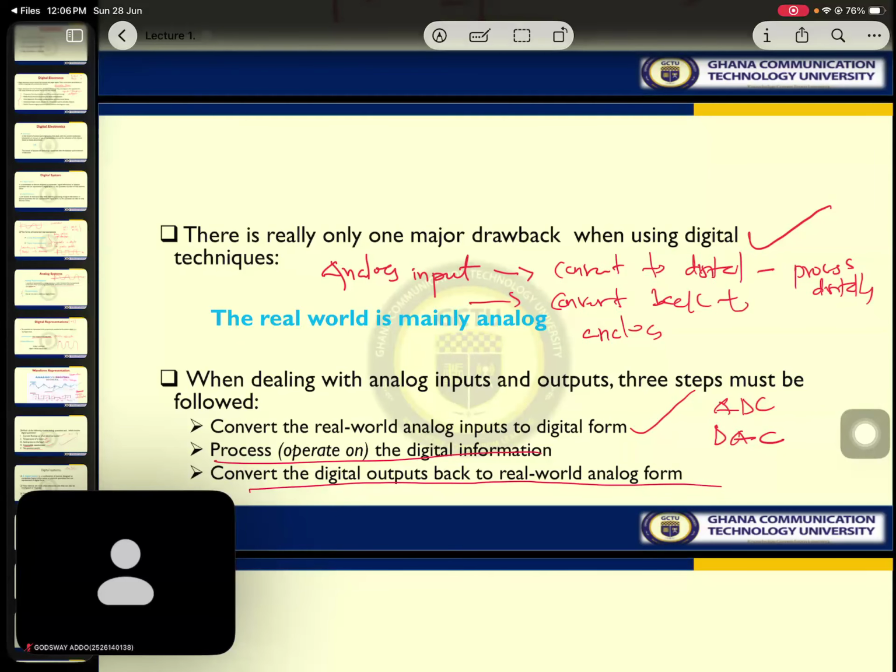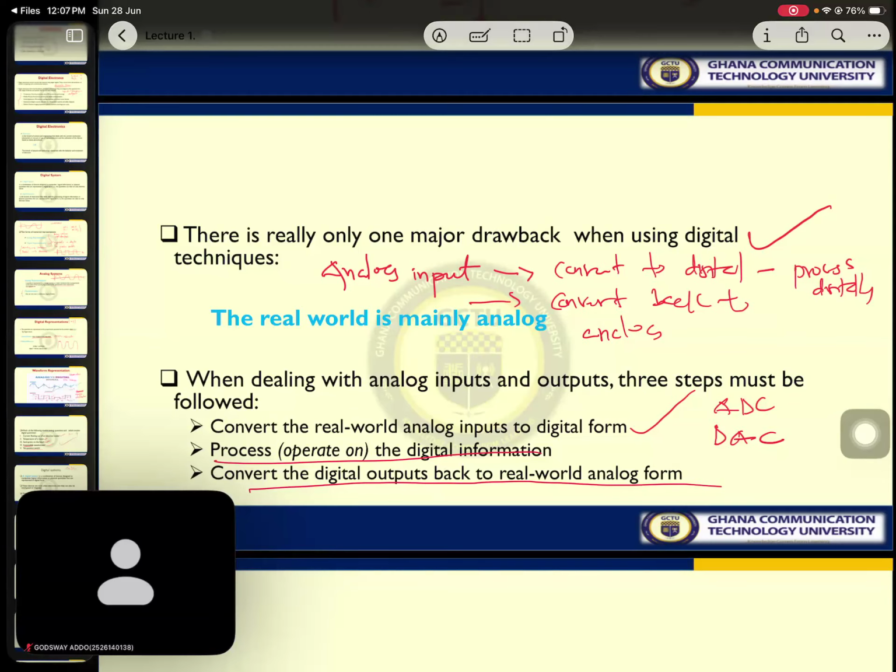Okay. So examples of analog: the human voice and analog amplifiers, they are all analog. Digital: computers, CD drives, DVDs, the phones, these are all digital systems.